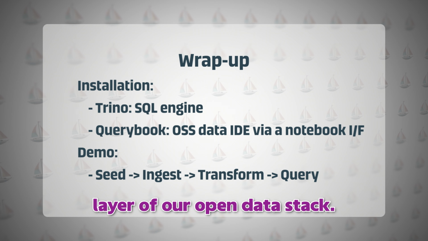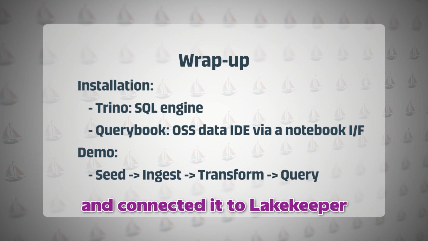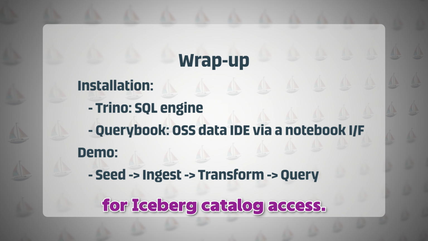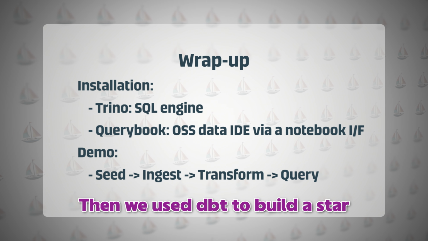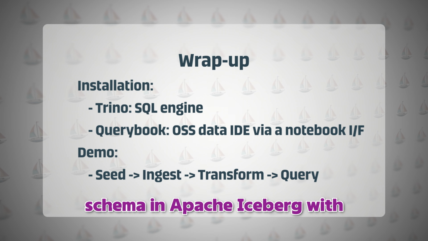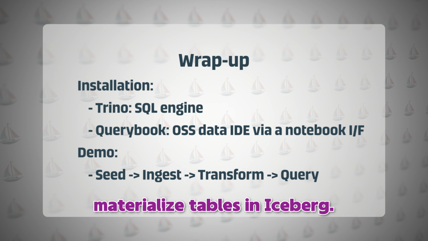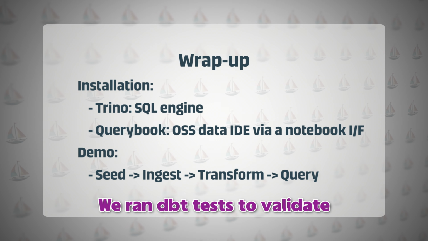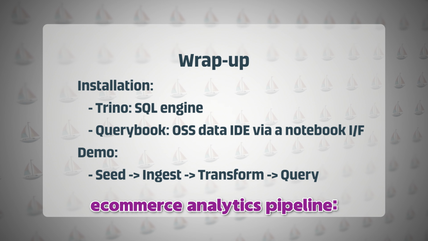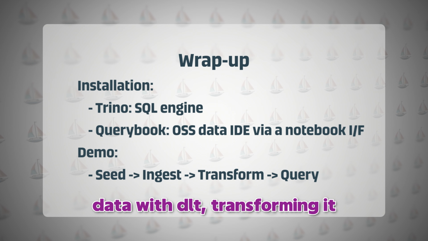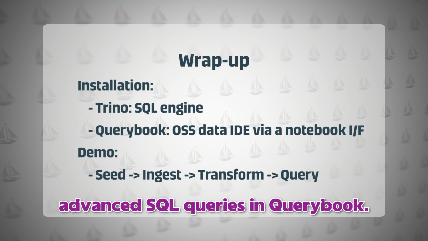Today, we completed the transform layer of our open data stack. We started by installing Trino as our distributed SQL engine and connected it to Lakekeeper for Iceberg catalog access. We also installed Querybook as a collaborative query and notebook interface. Then we used dbt to build a star schema in Apache Iceberg with staging views and marts tables. dbt connects through Trino to materialize tables in Iceberg. We ran dbt tests to validate data quality at every step. Finally, we walked through a full e-commerce analytics pipeline, seeding a demo app, ingesting data with DLT, transforming it with dbt via Trino, and running advanced SQL queries in Querybook.